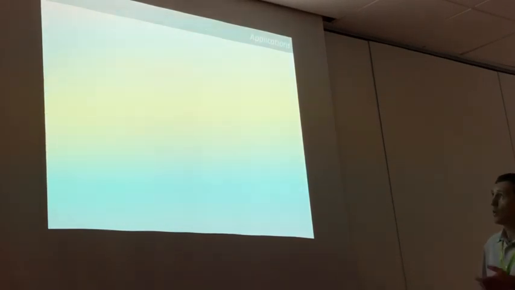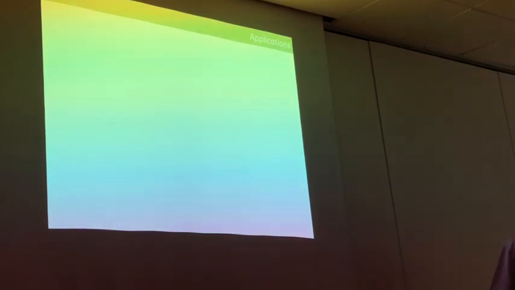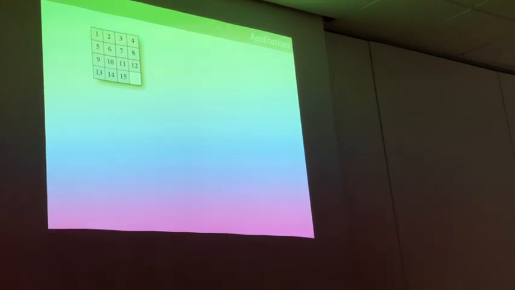Okay, so now we are going to some applications where this abstract model can be used. Some of them are abstract applications like puzzles. I guess all of you know Loyd's puzzle. So it's an example of a multi-agent pathfinding problem.